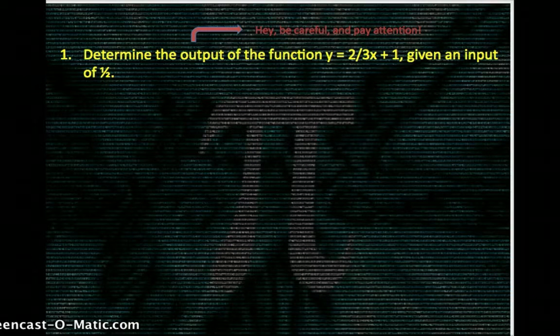Alright, the first problem that we have, we're going to determine the output of the function y equals 2/3 x plus 1 given an input of 1/2. Well, you got to be careful. If it's asking you for the output of the function, then you're solving for the f of x. If it's asking you for the input of the function, you're solving for x.